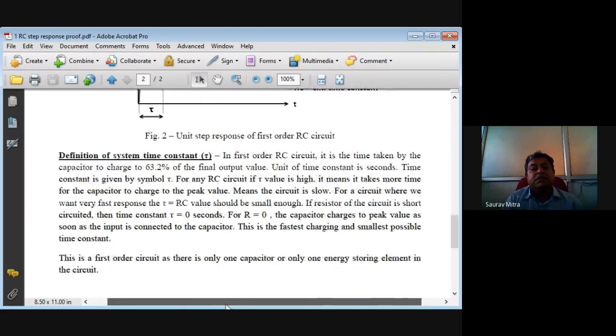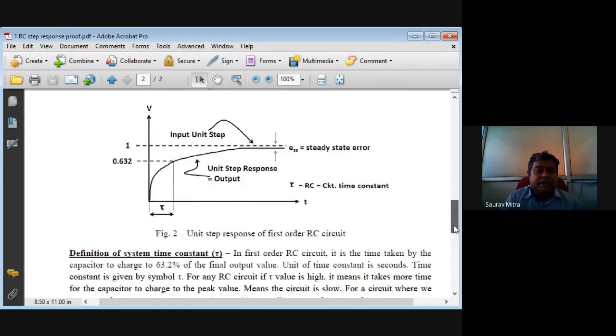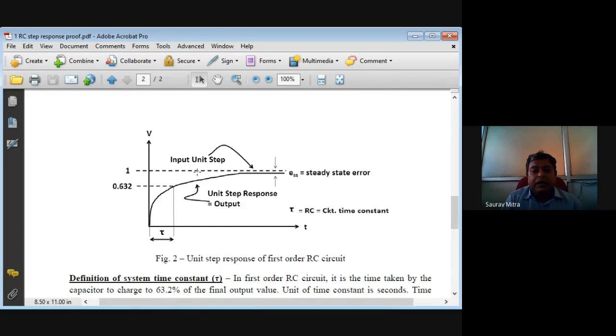So the time constant definition we can find out from this characteristic. Just check that the input is 1 and the output of the RC circuit, that is the capacitive voltage, is almost going to be 1. Here you can find that the output is not exactly equal to 1, maybe the output is 0.98. So input is 1 and output is 0.98. So 1 minus 0.98 is 0.02. That thing is called the steady state error.